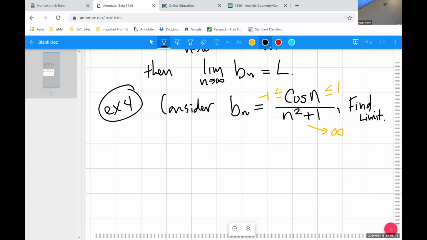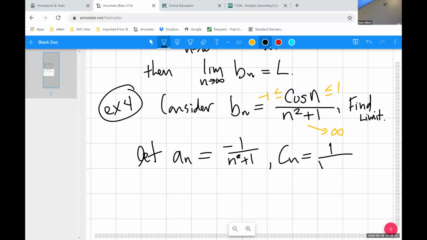Because what you could do is let a sub n be equal to a lower bound of this, which is when you have the -1. So let's say I had -1 over n squared plus 1. And c sub n be as high as this ever gets, which is +1 over n squared plus 1. Then using these values, we can see in these cases that for all n, a sub n is less than or equal to b sub n is less than or equal to c sub n.